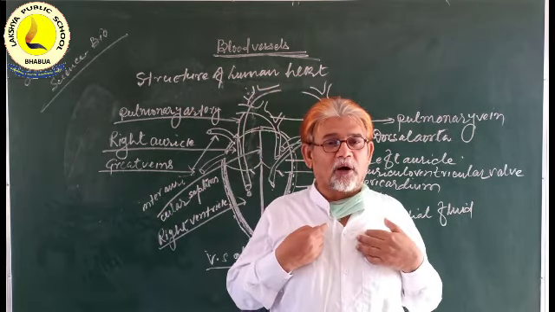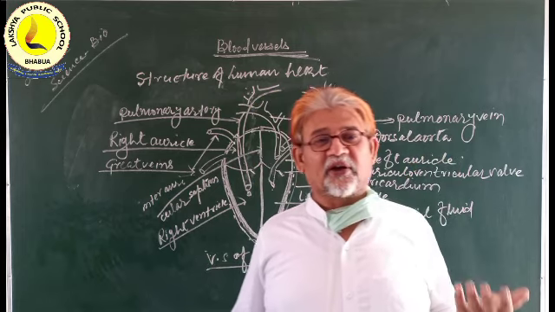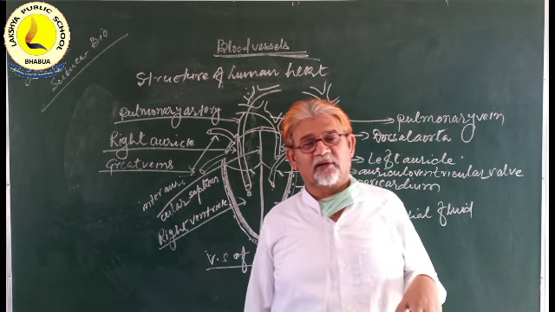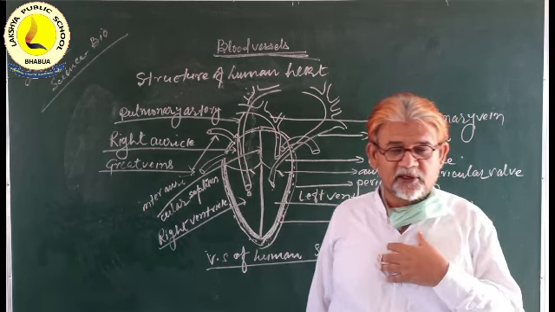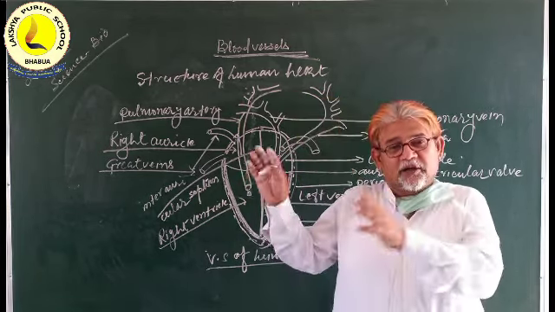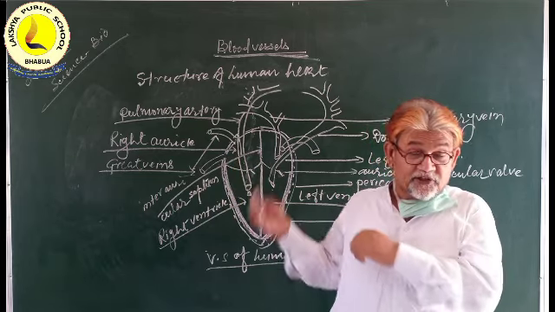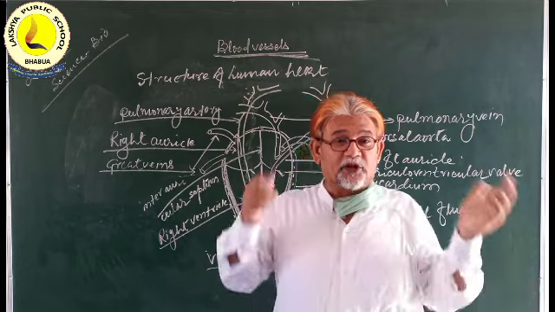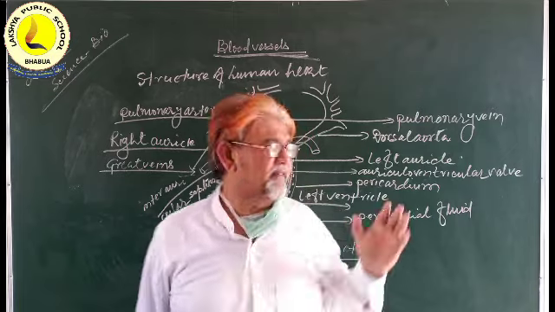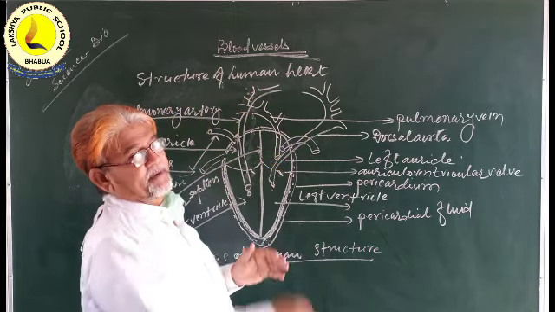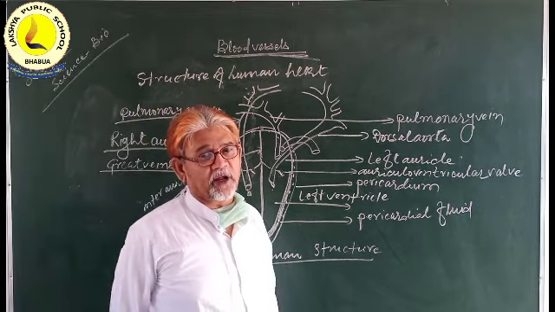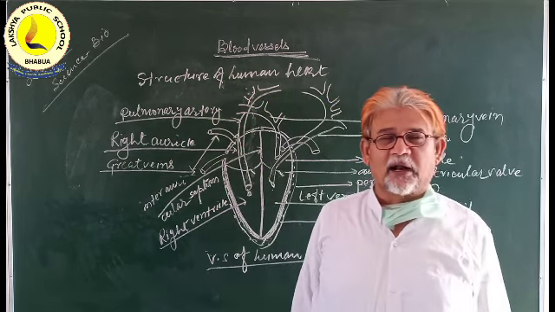Our body has four cavities. The first is the cranial cavity, which contains the brain. The second is the thoracic cavity. The third is the abdominal cavity and the fourth is the pelvic cavity. But where is the heart located? In the thoracic cavity, in between the two lungs. It is slightly shifted towards the left side.